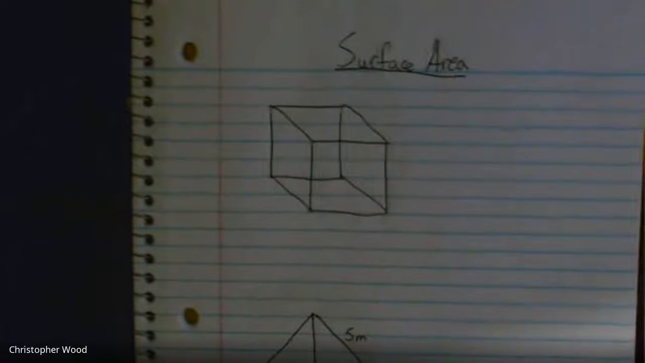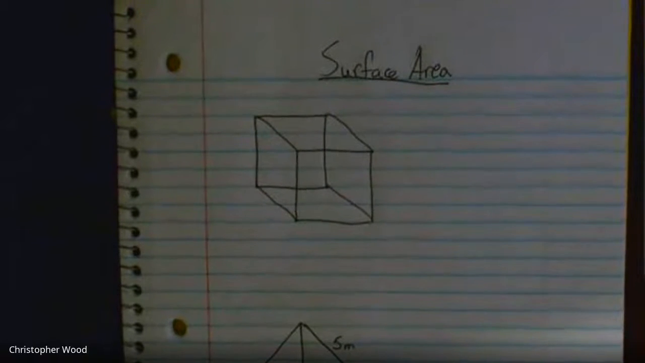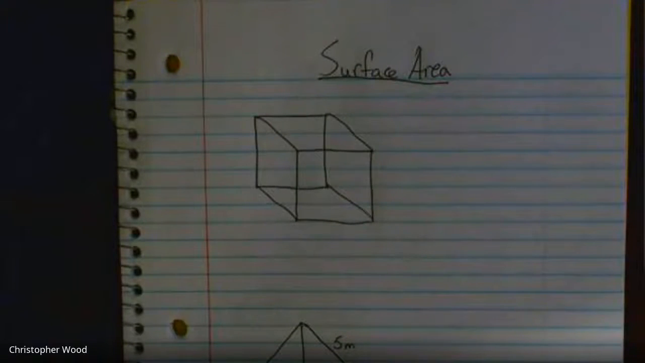So the first figure we have here is going to be a rectangular prism or a cube, depending on its measurements. If it's a cube, all the measurements will be the same. But let's make it something a little bit different. So let's call this a rectangular prism.